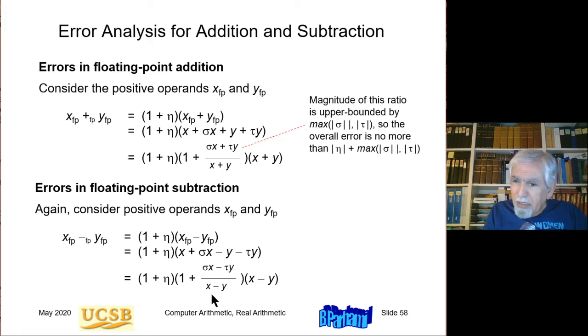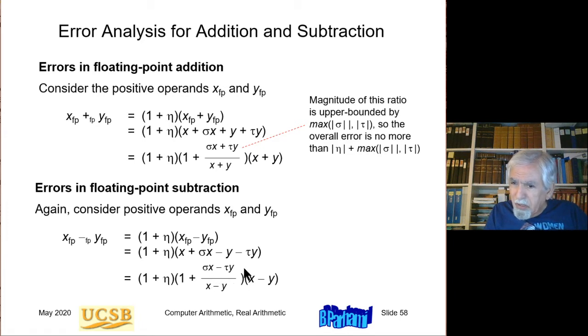However, suppose x and y are fairly large numbers, but x minus y is a small number. This can happen, you know. You can have x equal to 1 million and y 999,999. So x and y are large, but the difference is small. So this is a small number.